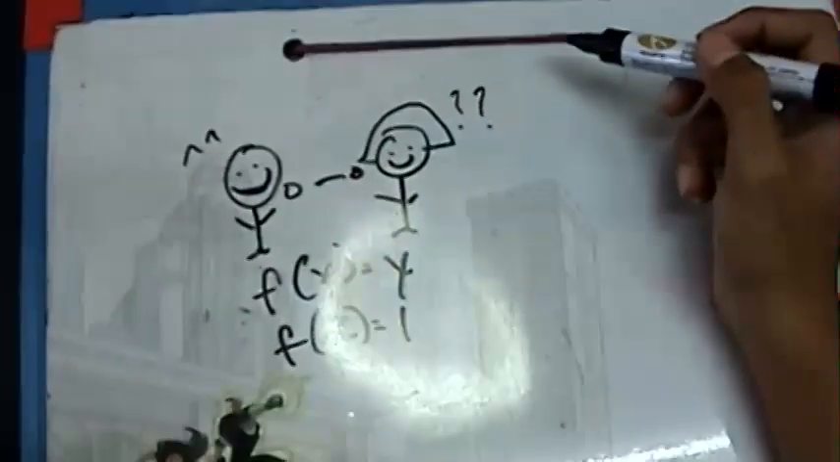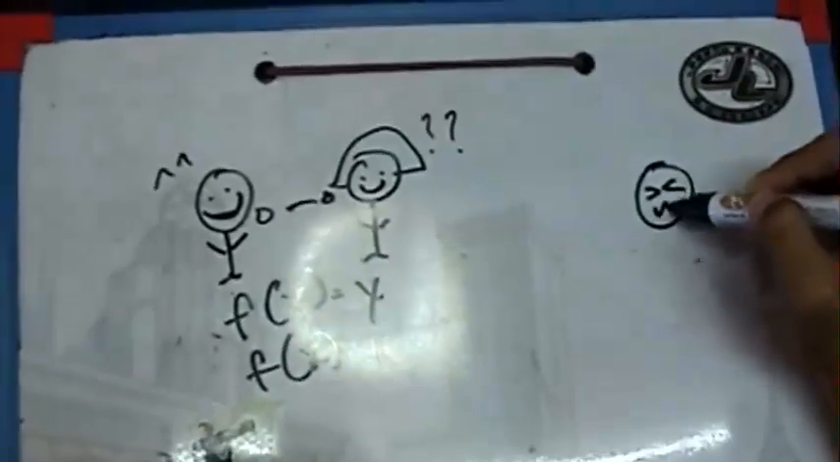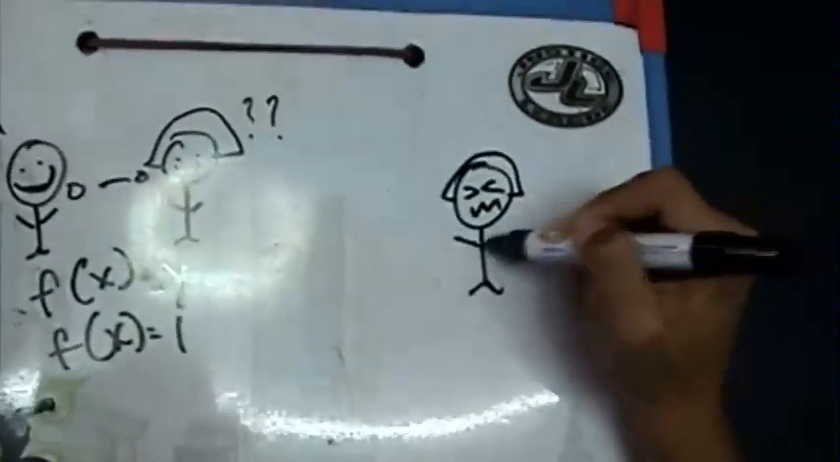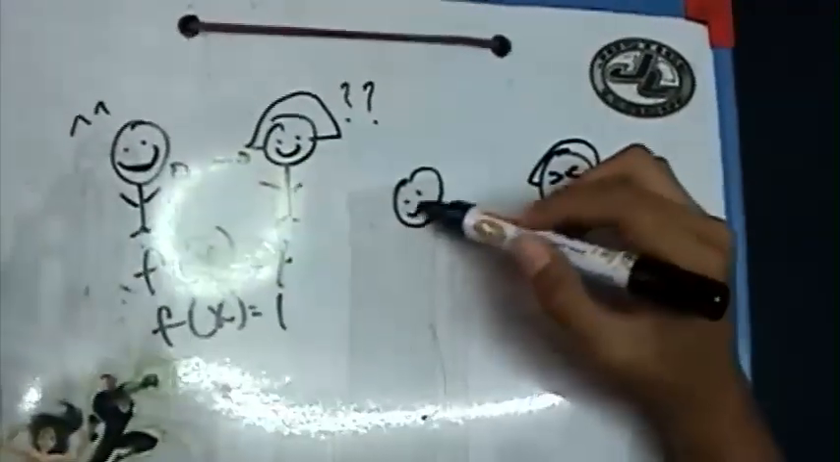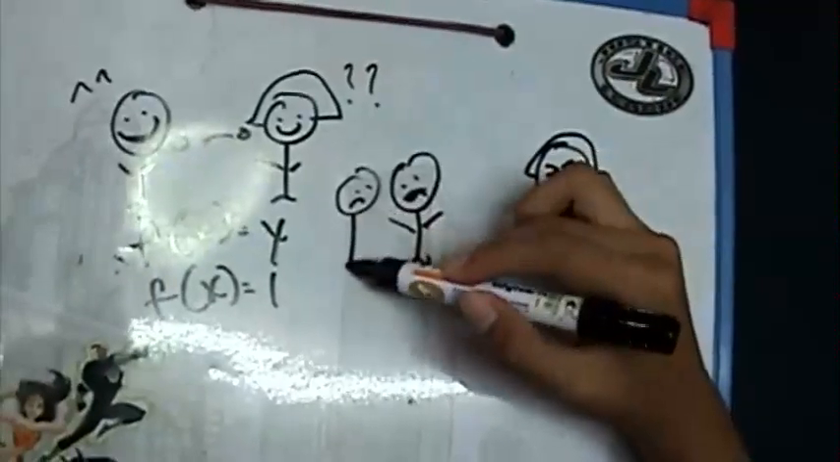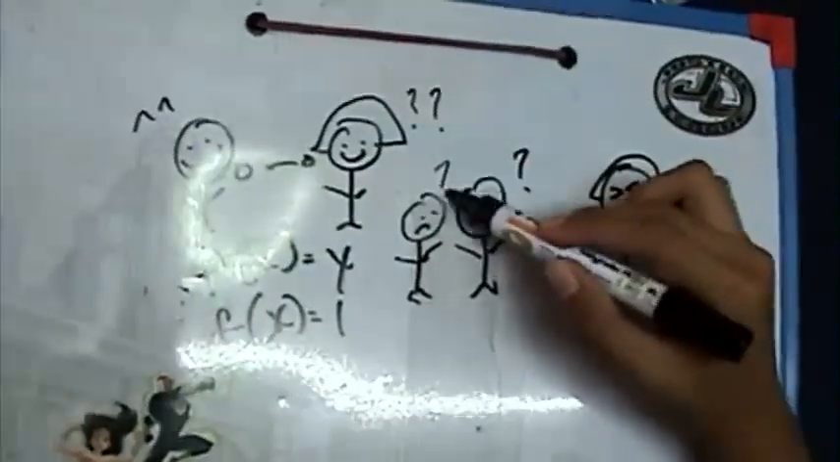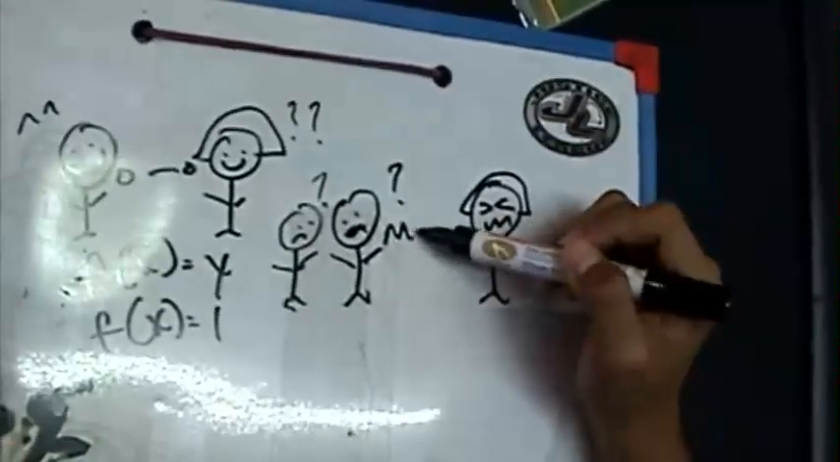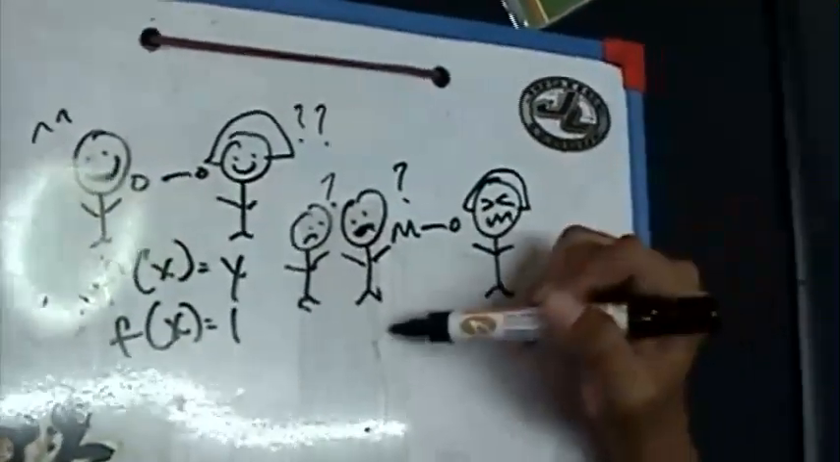But since Mrs. Y is unfaithful, that's a many-to-one relationship. Still the same equation, f of x is equal to y. So if you try to graph this whole love affair, it should be like this.